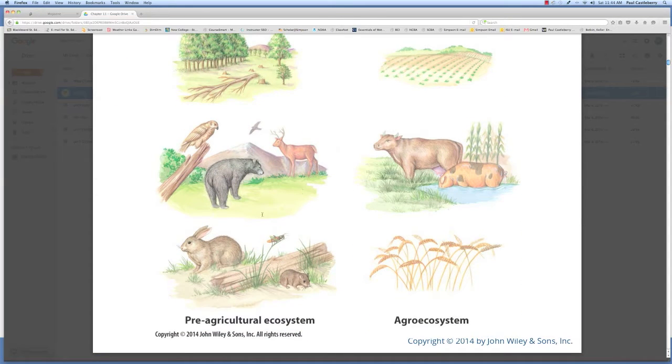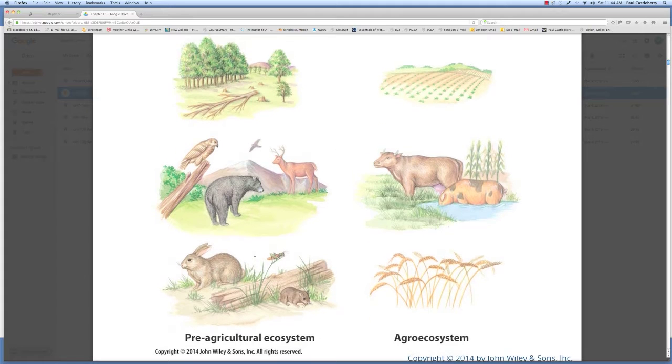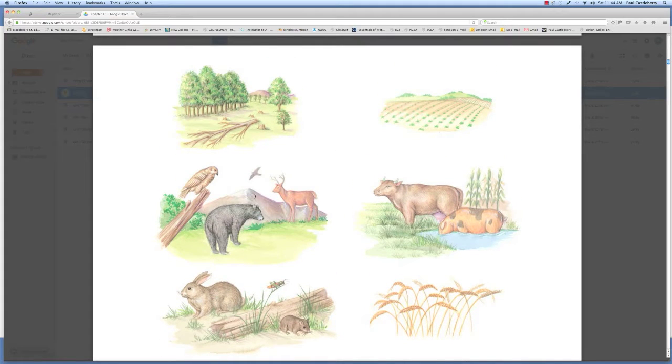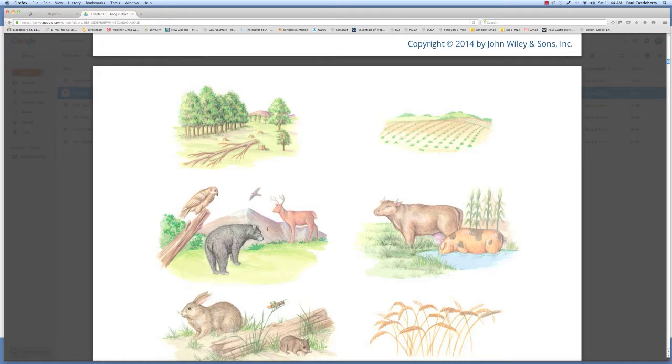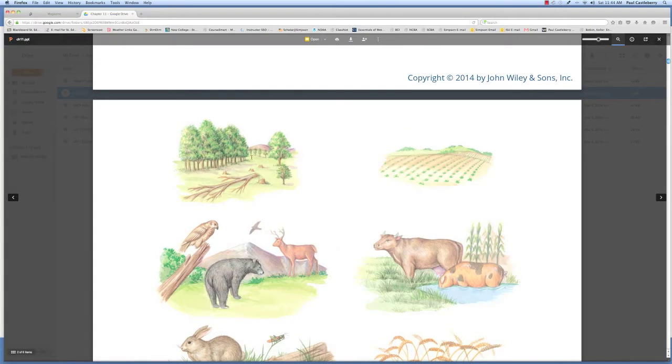So this is a pre-agricultural ecosystem. And so you have quite a bit of diversity here. You see some grass, you have rabbits, field mice. You look up here, you've got deer, bear, birds. So there are multiple types of wildlife, deer, birds, and then grasslands, and then up here you see forest areas.